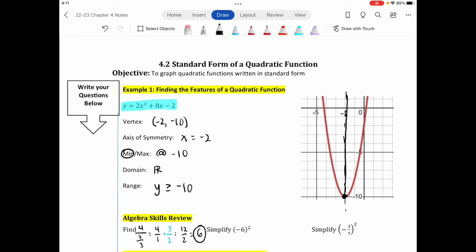Next, what if we have a negative number being squared? Remember, this is -6 times -6. Two negatives being multiplied together make a positive, so our answer is +36.